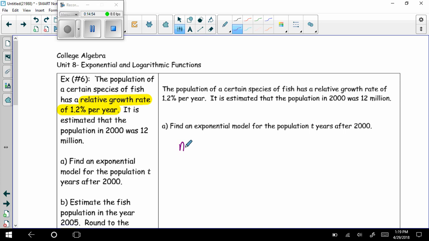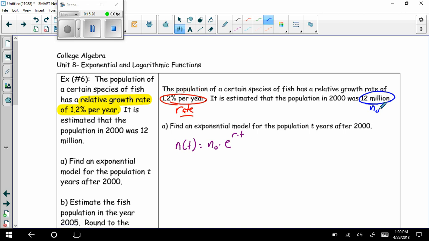So n sub 0, we can say with purple, my bad. So n of t equals n sub 0 times e to the r times t. Okay, so now we're looking at different values. In this situation, that's my rate, and that's pretty easy to find typically. We also know that my initial population was 12 million.